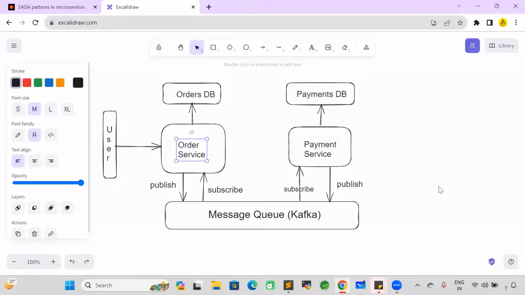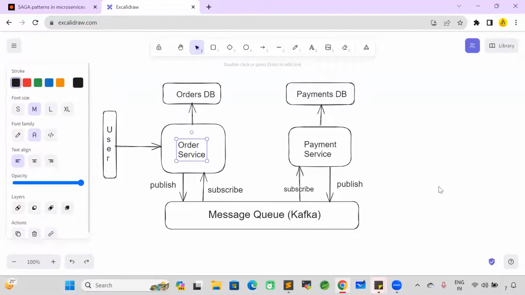If the payment is failed, it will publish a failure event to Kafka. If it is a failure event, the other service will subscribe to that event and fail the order. So two services will coordinate by using an event-based approach. This is the choreography based SAGA pattern.